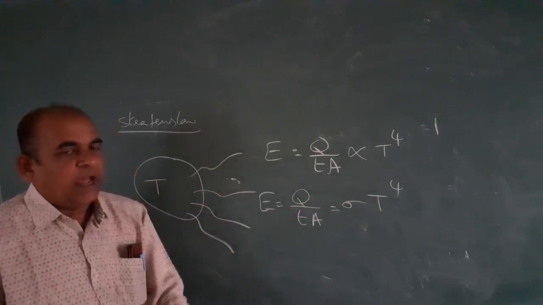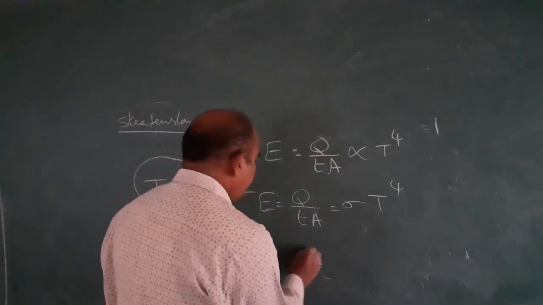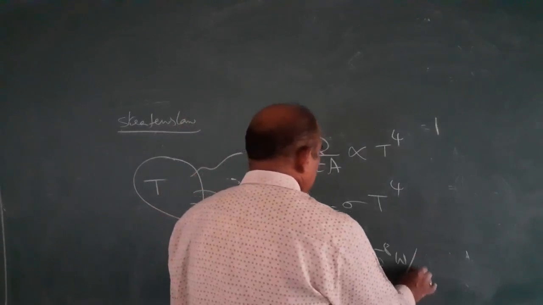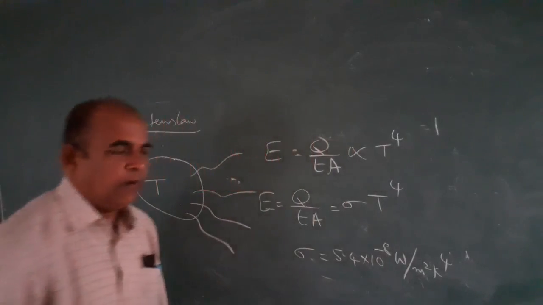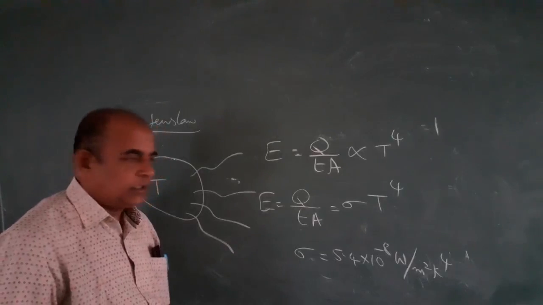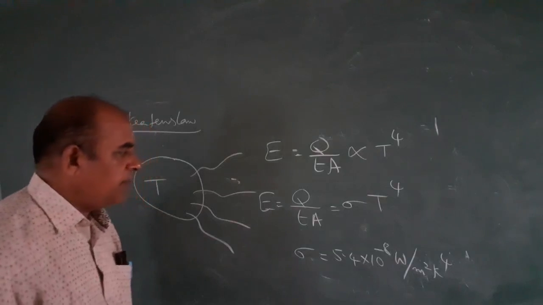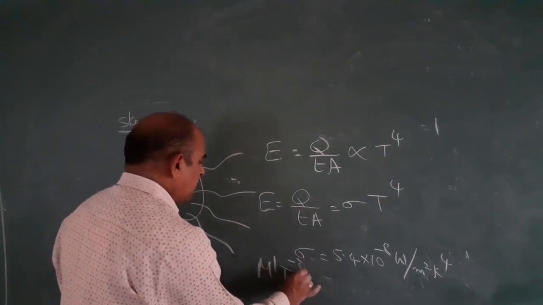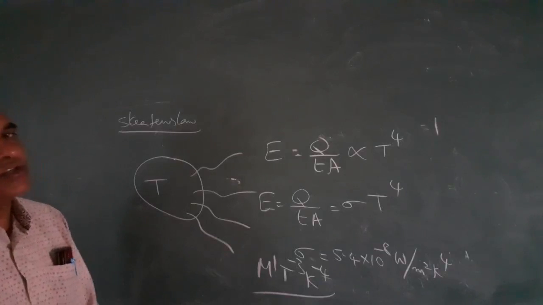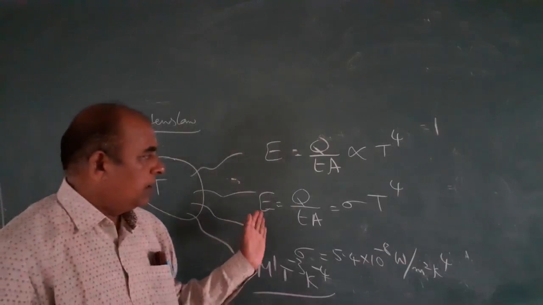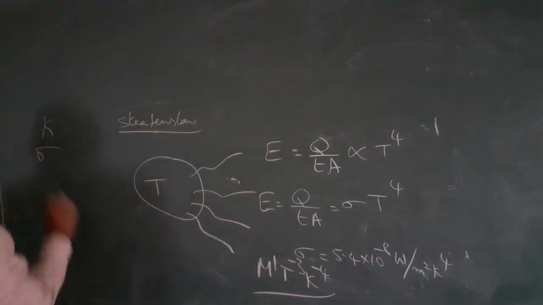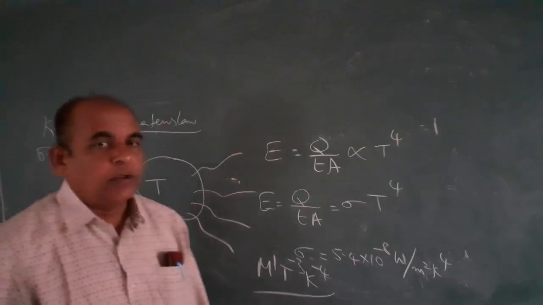Sigma is known as Stefan's constant and its value is 5.67 into 10 power minus 8 watt per meter square Kelvin power 4. So those are the units of sigma. And the dimensional formula of Stefan's constant is M1 T power minus 3 K power minus 4. It is a constant value; Stefan's constant does not change from body to body. So the coefficient of thermal conductivity and Stefan's constant are two terms, both constants.